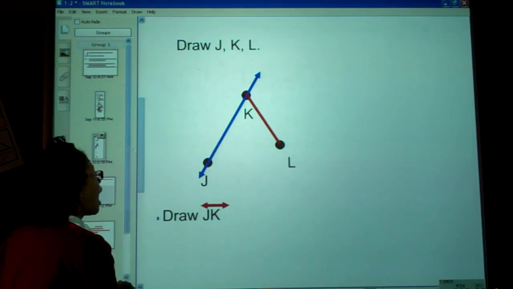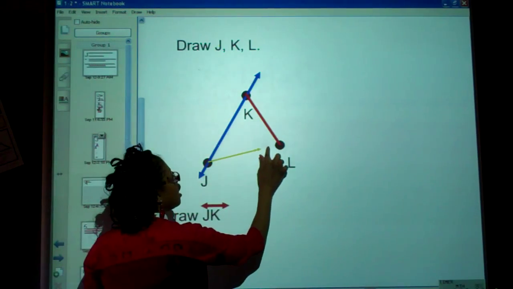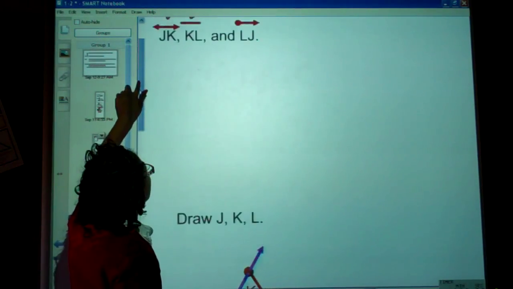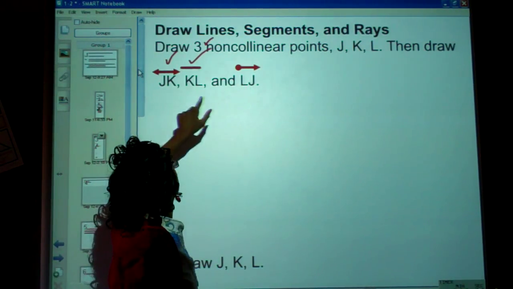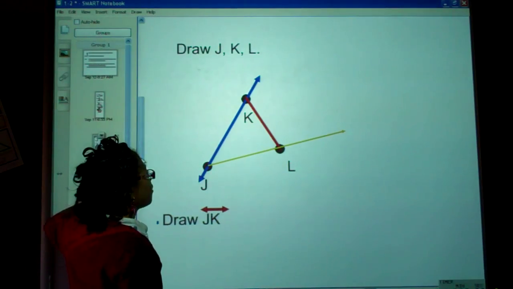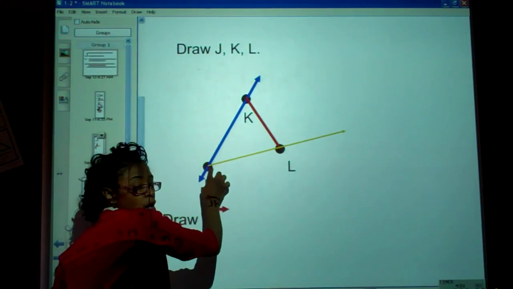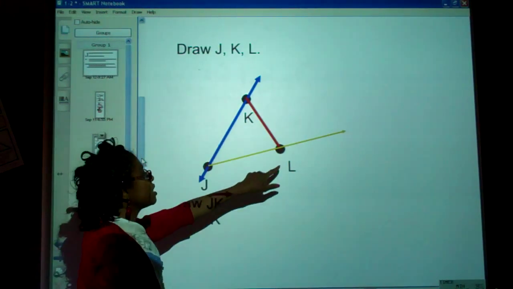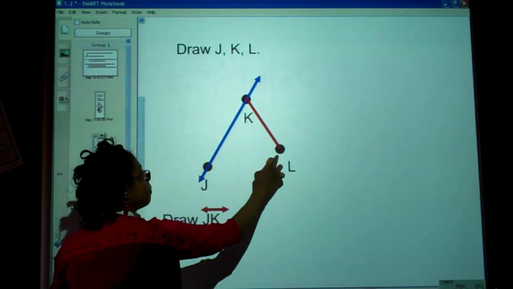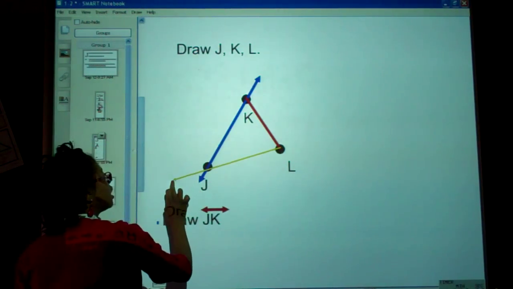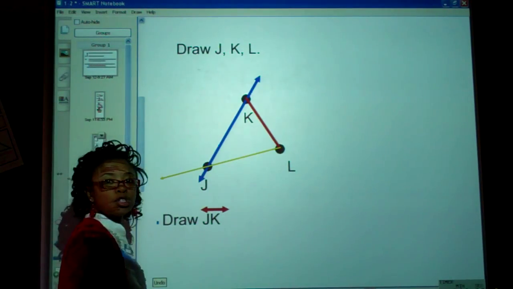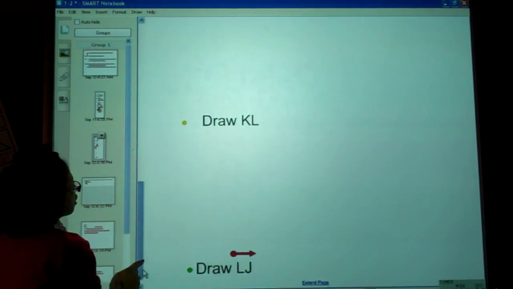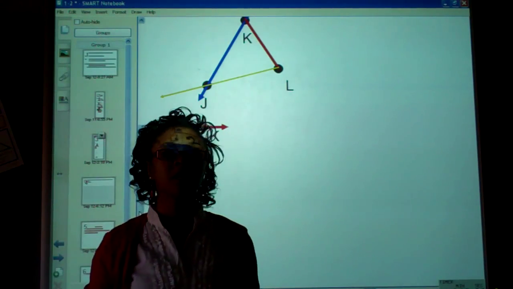Notice, I did not start at J and go past L. That's not the directions. It says start at L, go to J. So that means I had to start at L and go to J. This is incorrect. The L is the initial point. So I come back. I must be on that initial point. And again, I can go further past because this is the portion that extends forever and ever. Okay? And that concludes lesson 1.2.